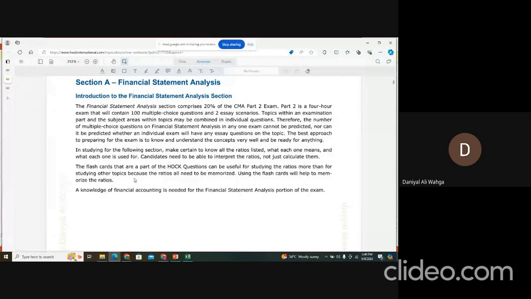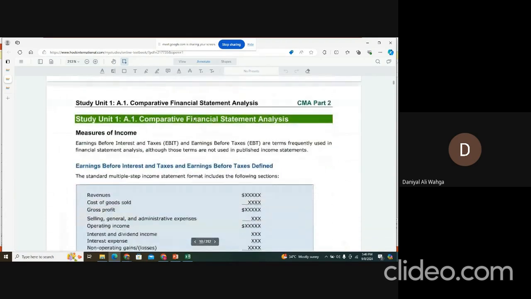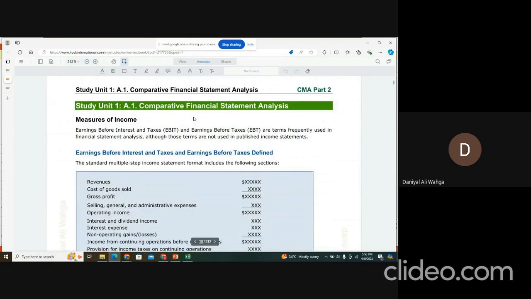Now you can see I have a section A, which is part of financial statement analysis. You can see it says introduction to financial statement analysis section, FSA. It says my FSA comprises 20% of the CMA exam. See that it is very important. This exam portion is very important. You need to understand the key elements.